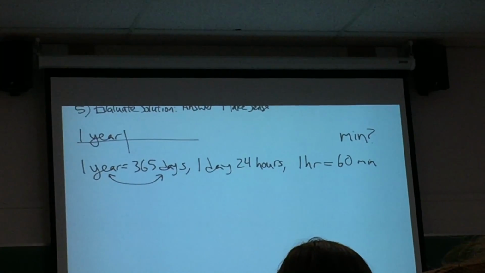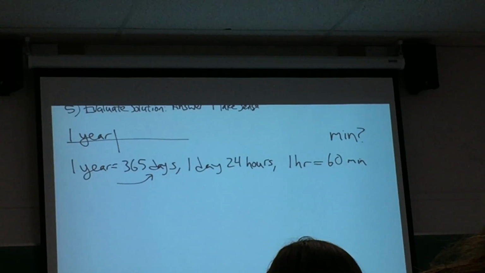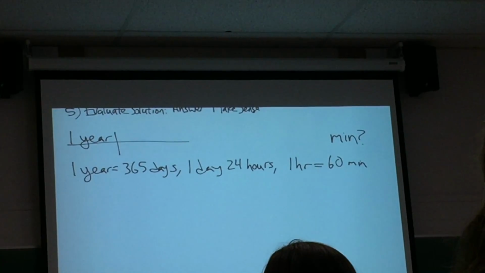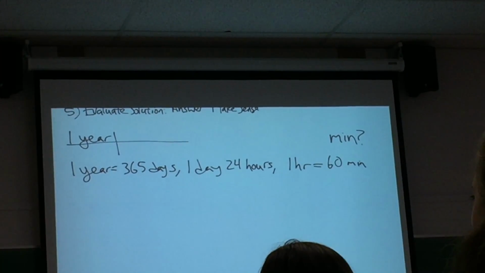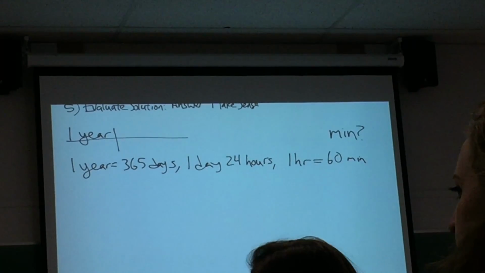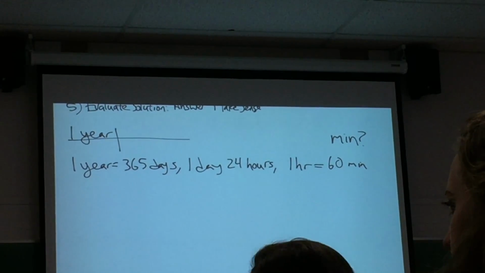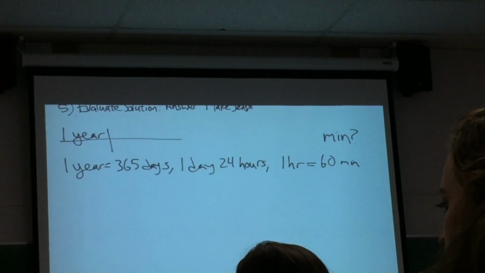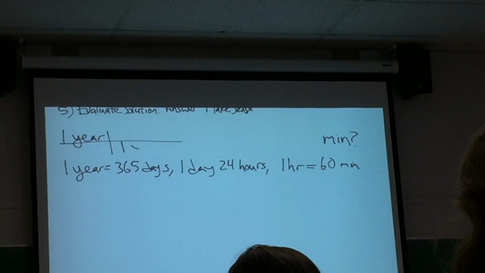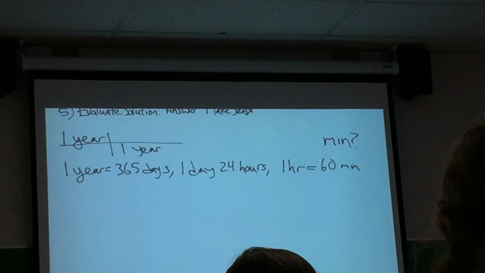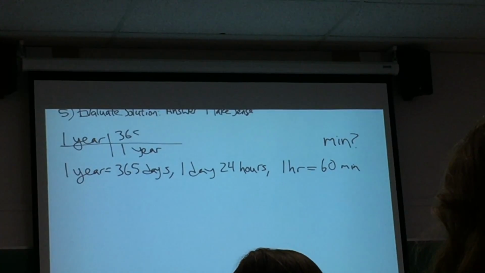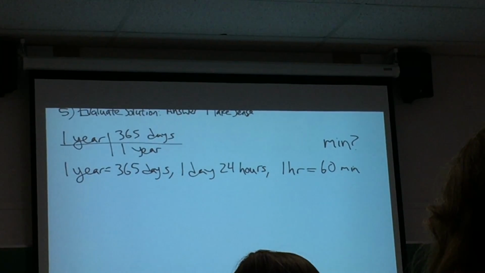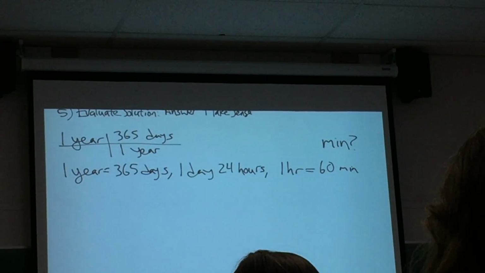What relationship could we use to cancel years and move toward something closer to minutes? Yes. Underneath the horizontal line you can write 1 year, and on top 365 days, and it'll cancel out the years. So let's take a look at this. What he said is, let's put years on the bottom, 365 days on the top. Agree, disagree? Why is this a good setup for this particular problem?